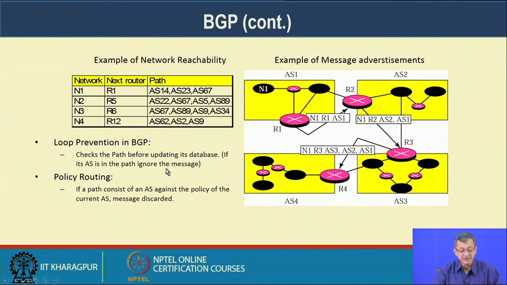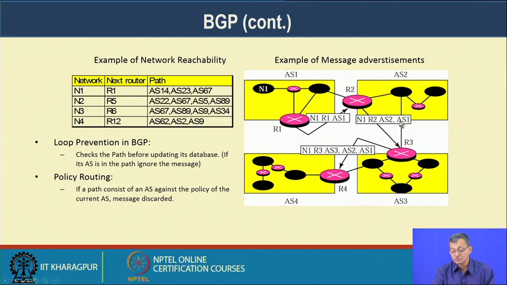If its own AS is in the path, ignore the message, right. So, there will be a loop if the same AS is there in the path. Policy routing: if the path consists of an AS against the policy of the current AS, the message is discarded, right. So, these are the message formats while updating, right. It is saying that in order to reach N1, within the AS, R1 and AS1 is there. So, router 2 gets that, right, and when router 2 is advertising that in order to reach N1, the next router will be R2.